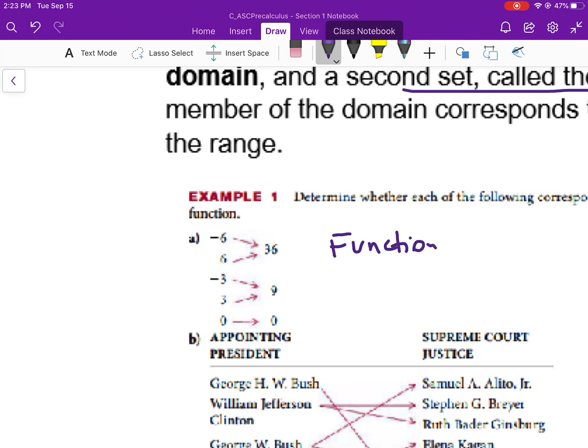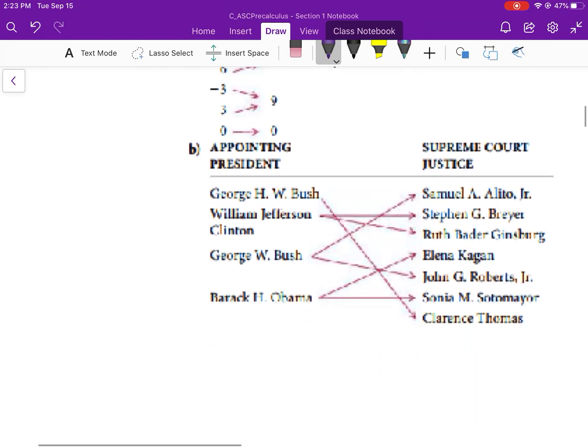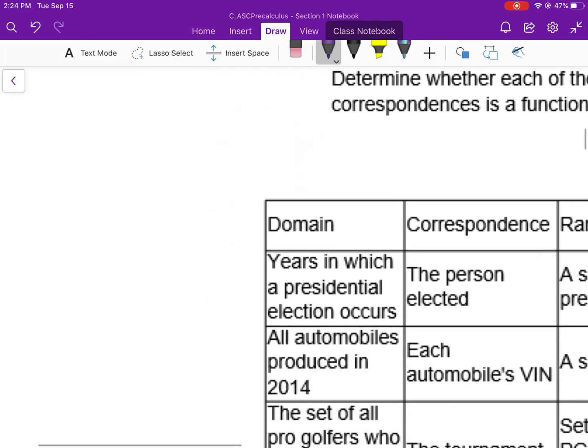If I look at the next one, notice the next one is not a function because of a couple or 3 of the presidents. Obama got to nominate 2, Bush got to nominate 2, and Clinton got to do 2. The only one that got 1 was George H.W. Bush. So that is not a function because the x values are used more than once. So that's not a function, okay?